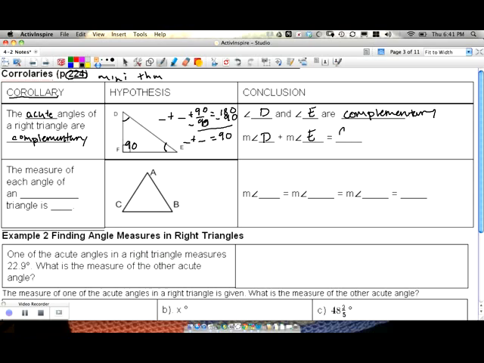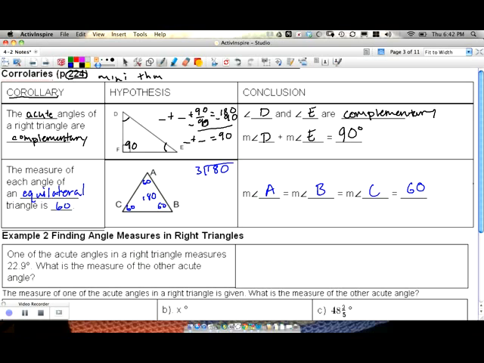Similarly, not exact, but similarly, the measure of each angle of an equilateral triangle, in other words, one that has all the same sides and all the same angles, is 60 degrees. Because it has to add up to 180, but it's got to be split in 3, 180 divided by 3 is going to be 60. In other words, we have measure of angle A is equal to measure of angle B is equal to measure of angle C, and they're all 60. Because that's the only way you get 180 from three angles that are equal.